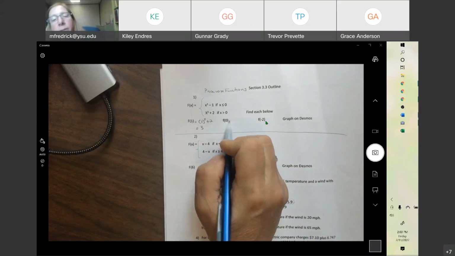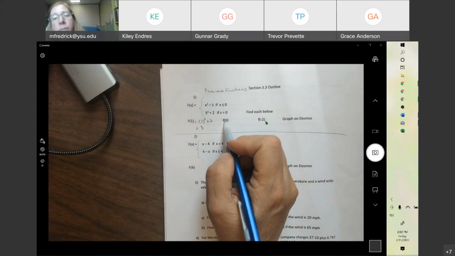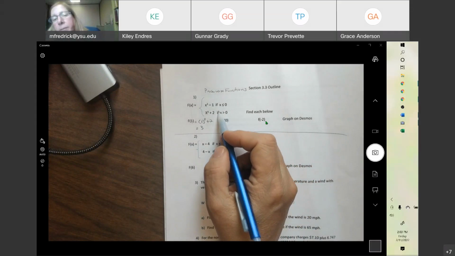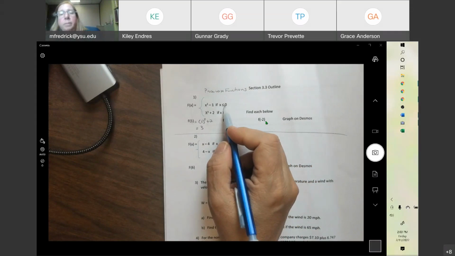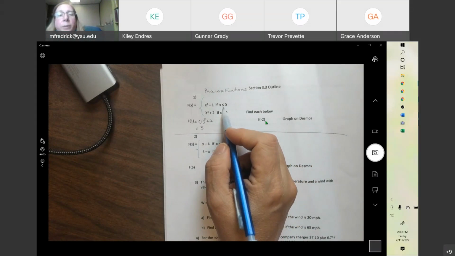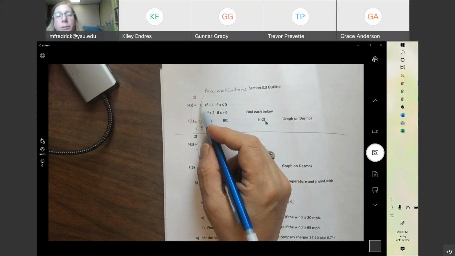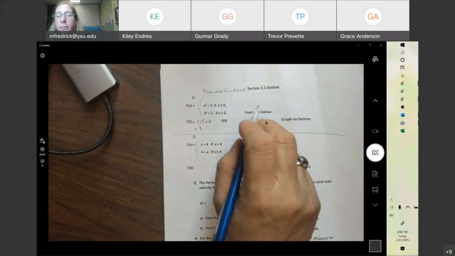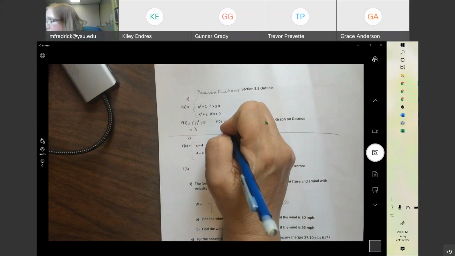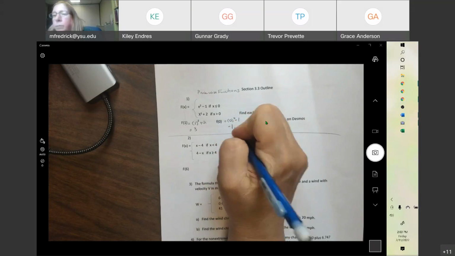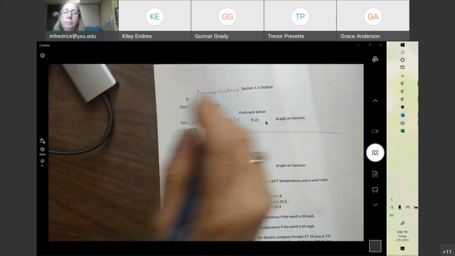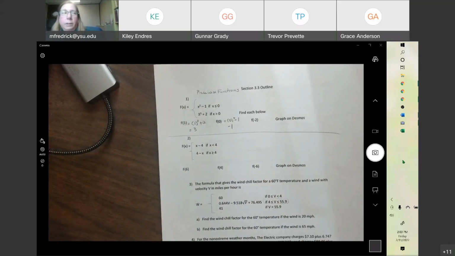So f of 1, 1 is greater than 0, so it would go into the bottom row. So we'd have 1 cubed plus 2, which is 3. And the second one, f of 0, it would not be the bottom one because that's only greater than 0, or the top one has the equal to part with it. So we would use the top row and plug in 0. 0 squared minus 1 is a negative 1. Any questions?